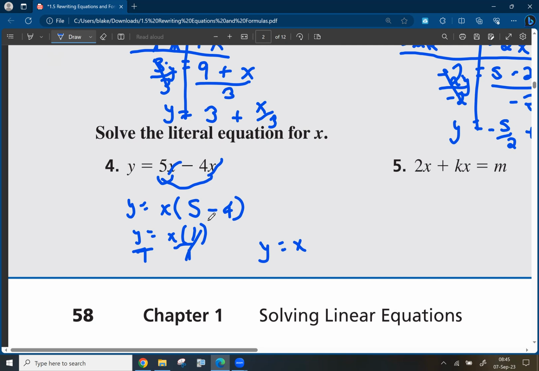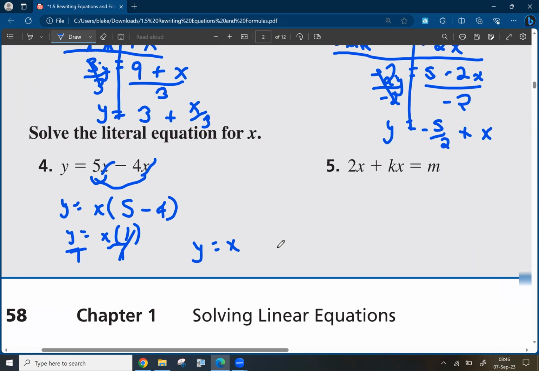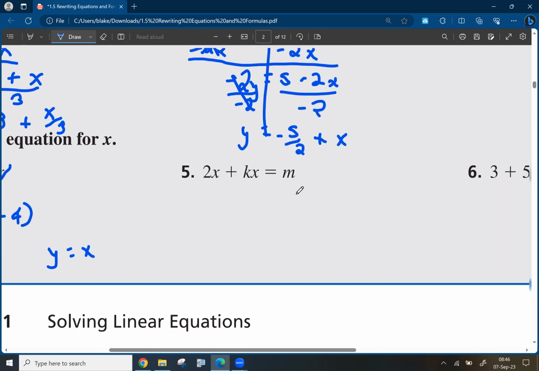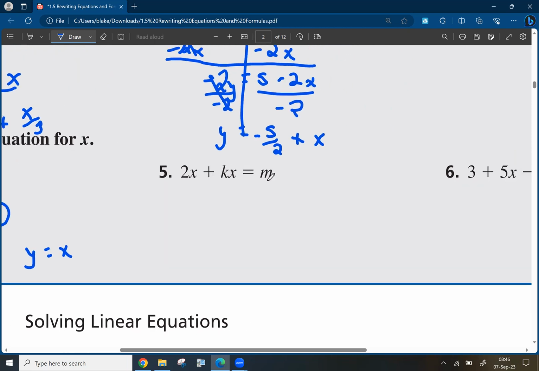Yeah, I mean, I'm not going to do it differently. I think that's just, it's almost too simple that it's confusing. Let's do number 5, and maybe we can see a little bit more differences, right? So again, notice that there's x here and an x here. So we're going to do the same thing. We're going to take them out and put them in the front, so the x's will go away. And that leaves you with a 2 plus k, right? Still with the equals m as well.